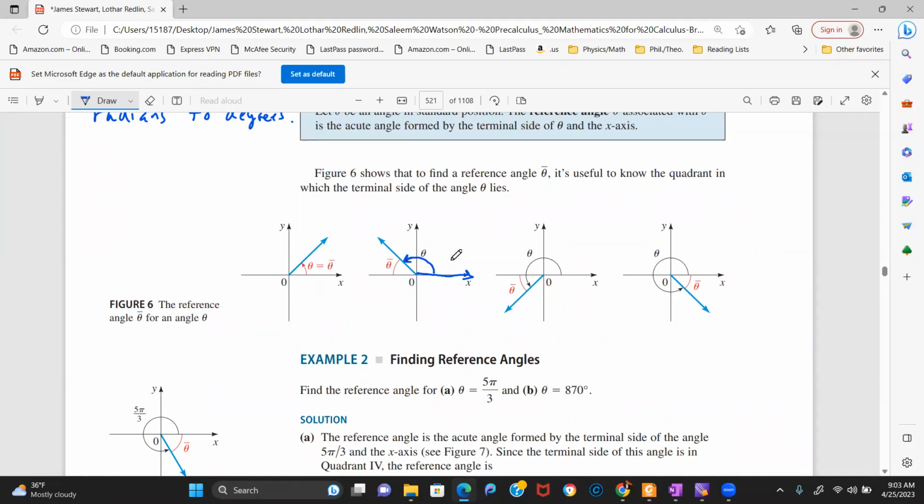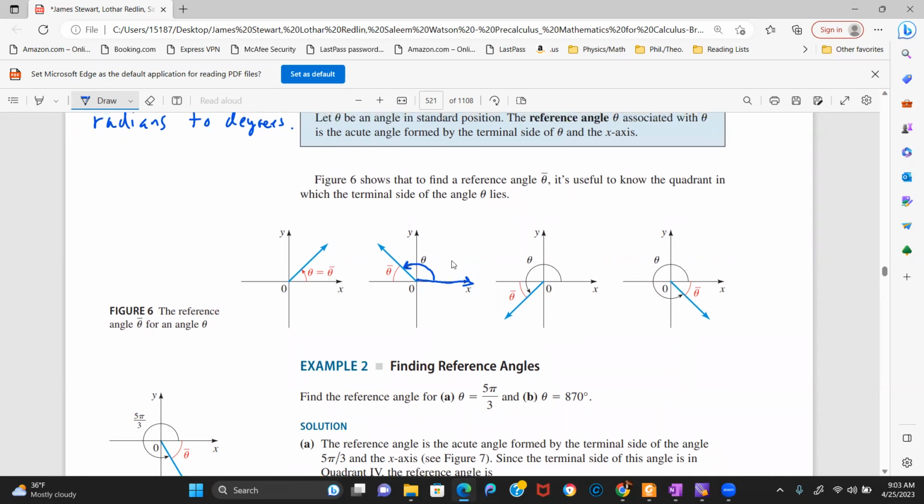You have this. Sorry, yeah. So you rotate through theta, and now you have these two angles that you form with the x-axis. So you have this terminal side right here, and you have two angles, theta bar and theta, and you just take the smaller of the two angles, and that's your reference angle. So that's the acute angle that you form, the smaller angle.